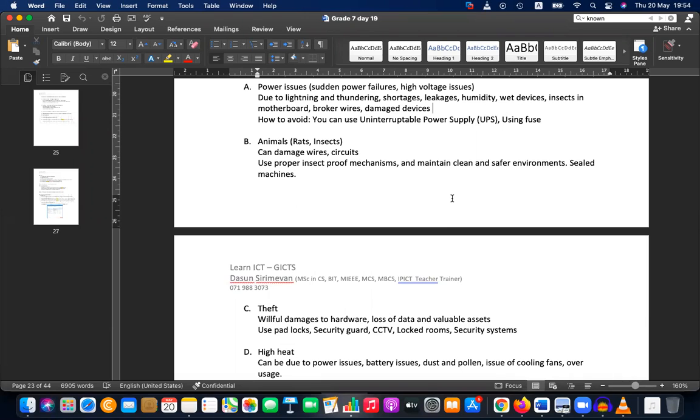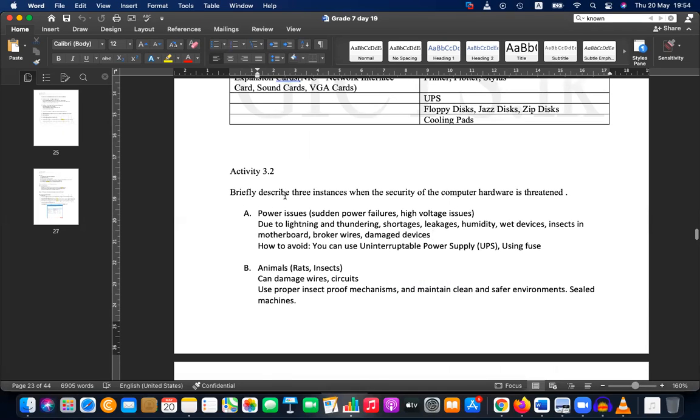Animals are also a problem. There is also a physical security problem. So this is workbook 3.2, activity 3.2.